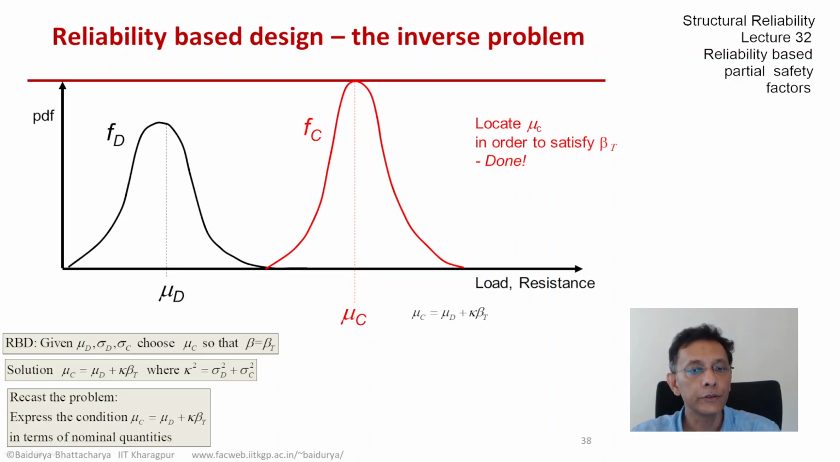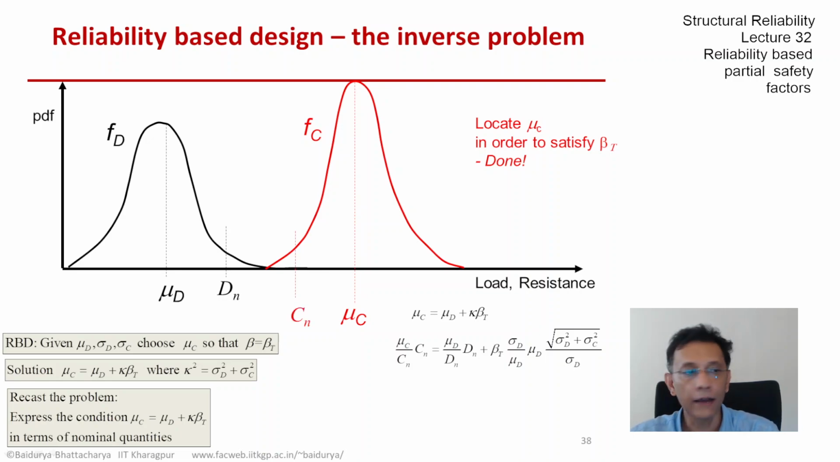So mu C is mu D plus kappa times beta target, and now we just do some simple algebra. We define the mean of C in terms of the bias of C and the nominal value of C. Likewise, we do the same for D, and in terms of kappa, what we do is bring in mu D and sigma D both in the denominator and numerator, but with a certain purpose in mind, which will be clear in the next equation when we bring in the Dn and Cn values.